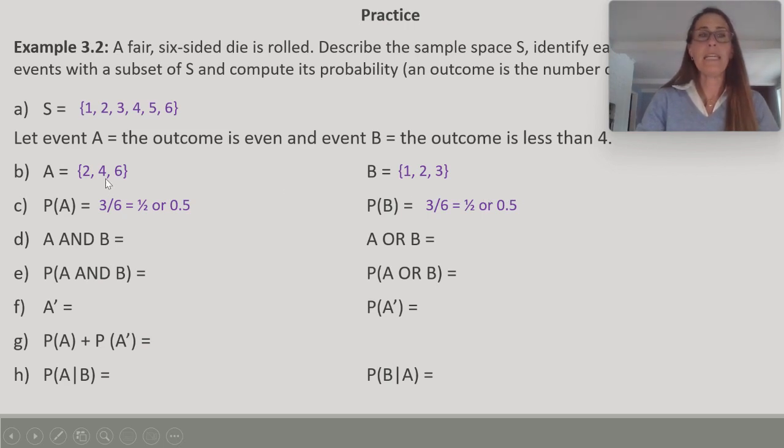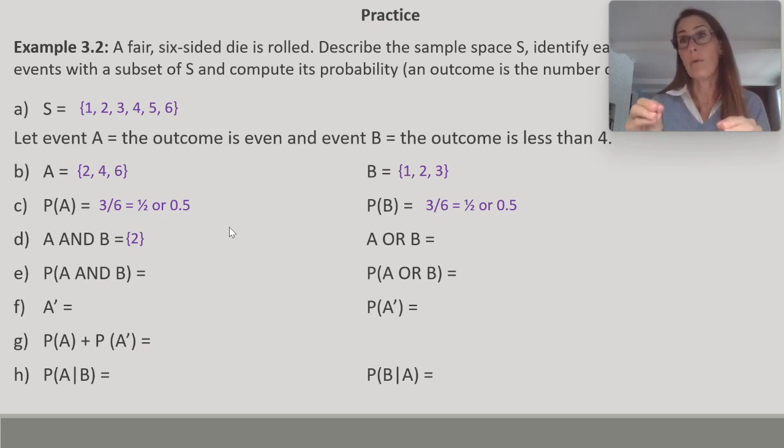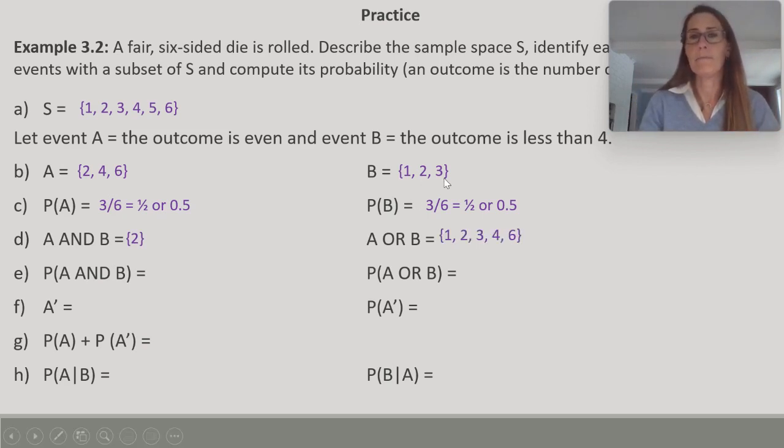Now what's in A and B? So that has to be in both. Well, 2, 4, 6 and 1, 2, 3. So it's just the number 2. But in A or B, it's going to be in A or B or both. So it'll be 1, 2, 3, 4, 6. We're not going to repeat the number 2 because it occurs in both. We're only going to list it one time.